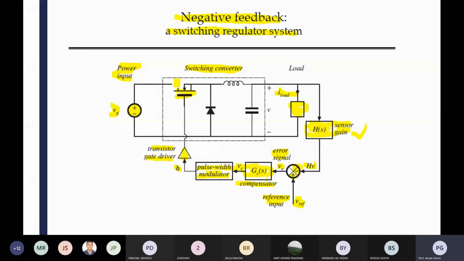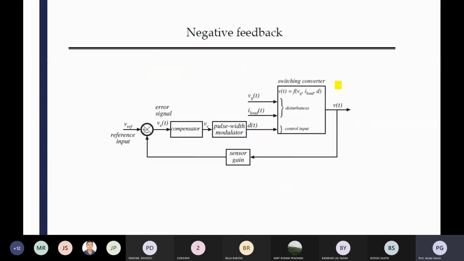I think till now all of you are able to understand. If you have any confusion, you can ask me. You know the basic structure of the boost converter and buck converter, so I am not going to discuss that operation. I think all of you are able to understand the negative feedback of a switching regulator system. Now the same diagram we are using in block diagram form, with the switching converter as a block.